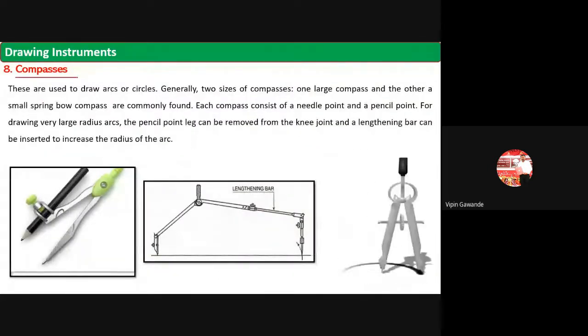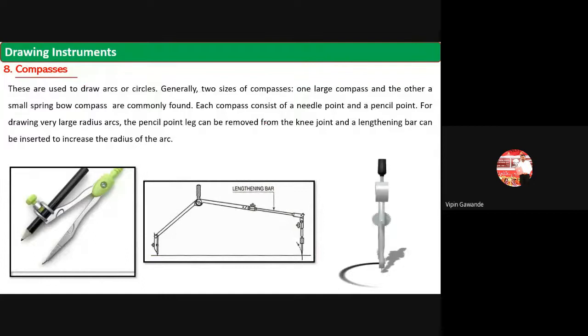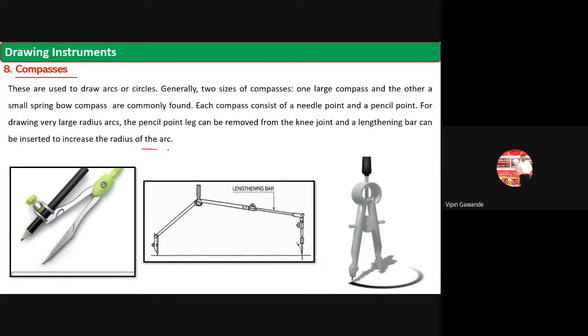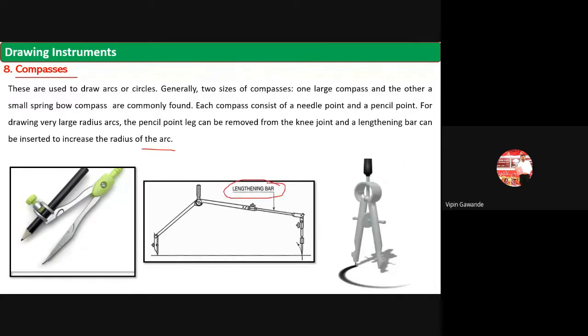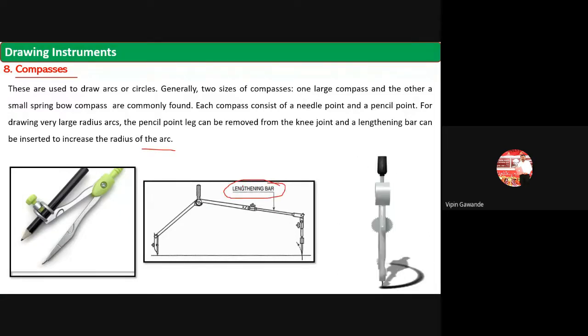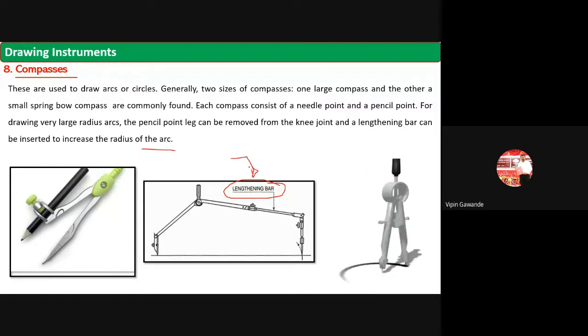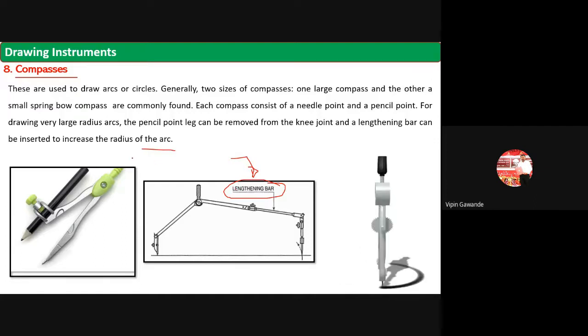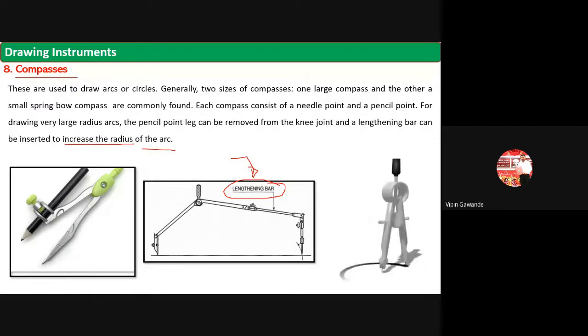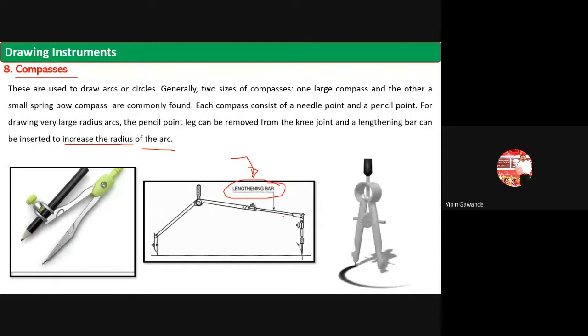Now, the compass. What is the function of the compass? To draw arcs, circles, and so on. If the radius is more, we have to make use of a lengthening bar. An MCQ question will be: why is the lengthening bar used with the compass? When the radius is more, we have to make use of this lengthening bar.